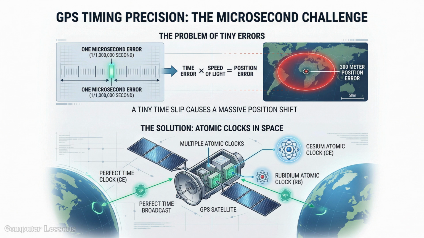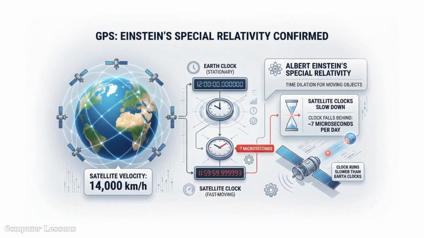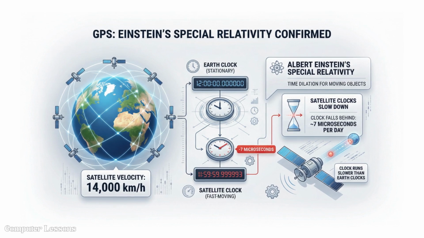An error of just 1 microsecond, 1/1,000,000th of a second, would result in a position error of 300 meters. This is why every GPS satellite carries multiple atomic clocks, using cesium or rubidium atoms to keep perfect time. However, the engineering of GPS revealed a shocking truth about our universe. Albert Einstein was right.